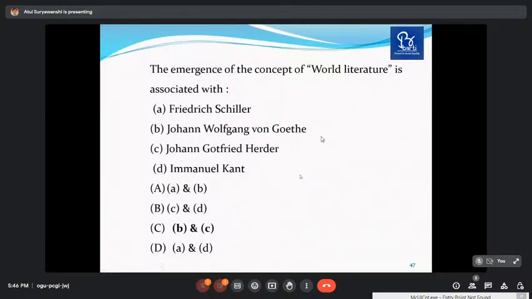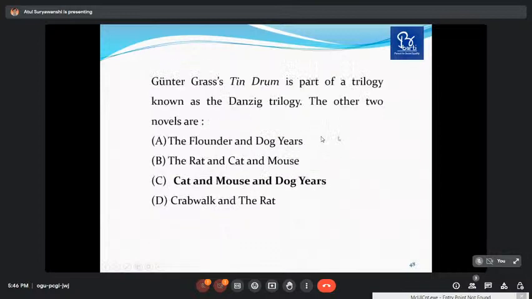The emergence of the concept of world literature is associated with what exactly? A, B, C, D, 4 options have been given here, and C option is correct. B and C, Johann Wolfgang von Goethe and the C, Johann Gottfried Herder are the options. So study what is world literature exactly.